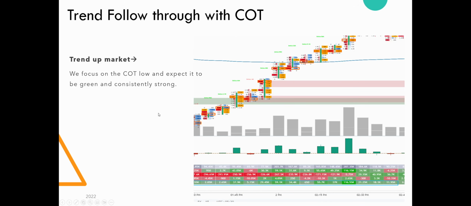So now you see we are trying to pick the up-market trend and follow through with COT. In this case we focus on the COT low. When you want to see a trend up, you want to focus on the COT low. And when you want to see a trend down, you want to focus on the COT high. So COT low when you want to see trend up, and COT high when you want to see trend down. Okay, that is what you want to focus on.